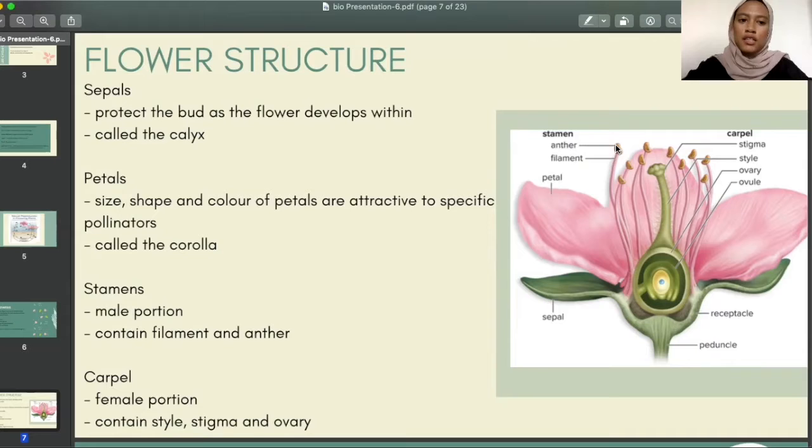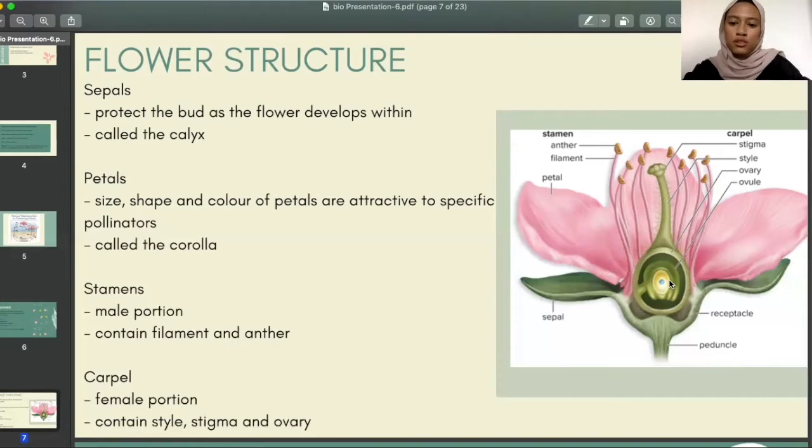And then next, we're gonna see the carpel. Carpel is the female portion of the flowers. It consists of stigma, style, and ovary. The style is the stalk, and it supports the stigma. And then the ovary encloses one or more ovules, which is this one. Ovules produce megaspores.